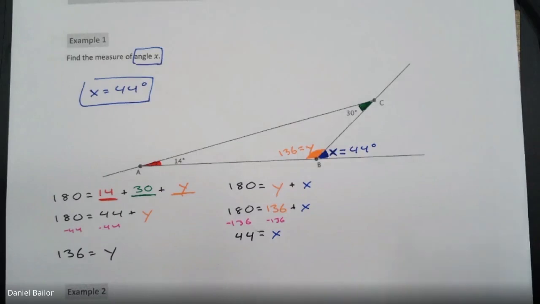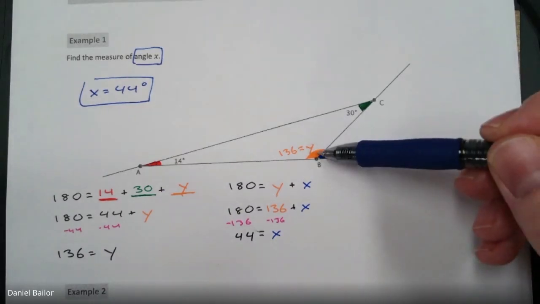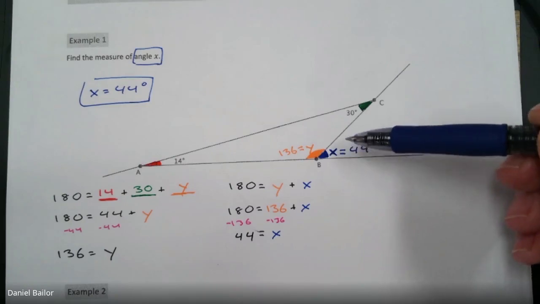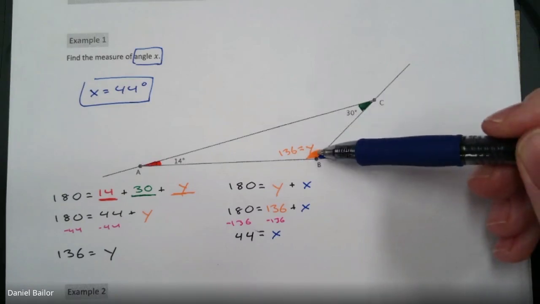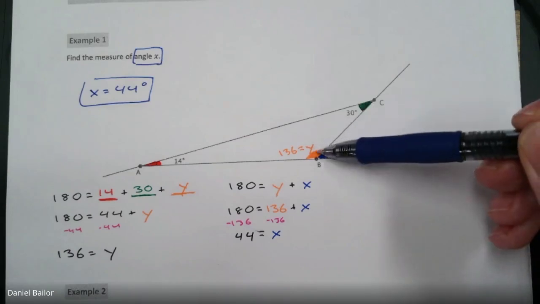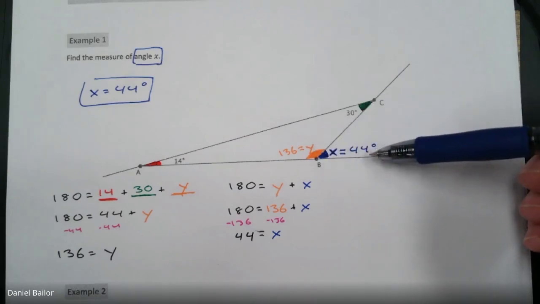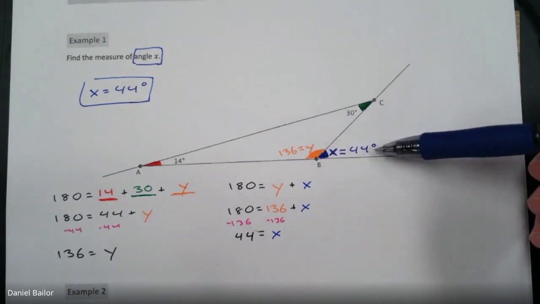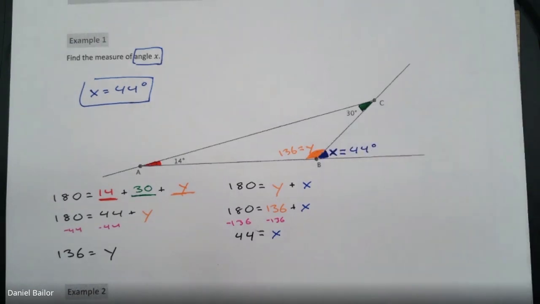Because I found the missing triangle piece, and then I found the missing straight line piece. That's the long way. Find the missing triangle piece, find the missing straight line piece. Find the orange, then find the blue. Missing triangle piece is orange, missing straight angle piece is blue. That's how you do it the long way. But like we talked about before, there is the shortcut.